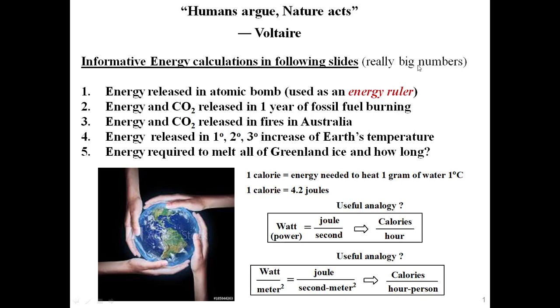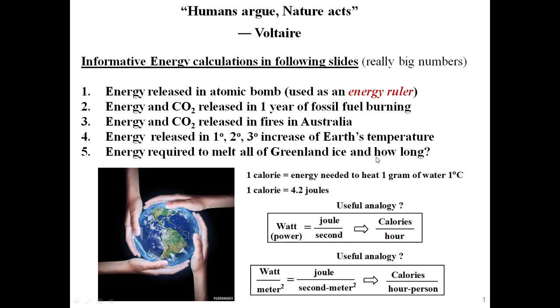They involve really big numbers. For a really big number, we need a special energy ruler. So our energy ruler is going to be an atomic bomb, the Hiroshima atomic bomb. We're going to look at energy and carbon dioxide release in 1 year of fossil fuel burning, energy and carbon dioxide release in the fires of Australia, and then the energy in increasing the Earth's temperature by 1, 2, or 3 degrees, and then compare that to how much energy it takes to melt all the ice in Greenland, and how long that might take.